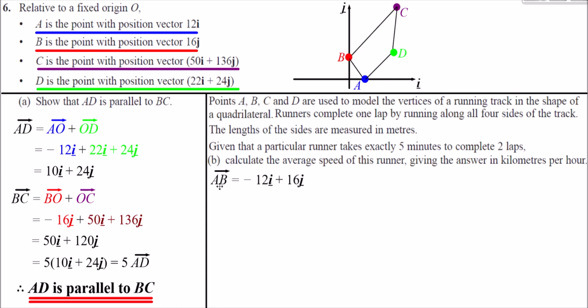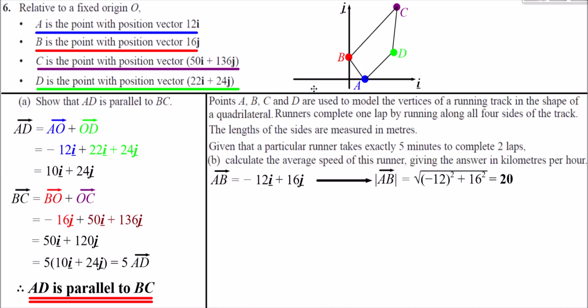So to go from A to B, basically I'm going to go minus 12 back and 16 up. You can do it in this multi-step way if you want to, but you should find that from A to B is minus 12i plus 16j. In a similar way, to go from C to D, C is 50i, I'm going to D, which is 22, so I'm going back 28 i's. I'll show you that in a second. What I need to do for AB to find the magnitude is I take the coefficients, square, add, and square root. So the magnitude of A to B is 20.